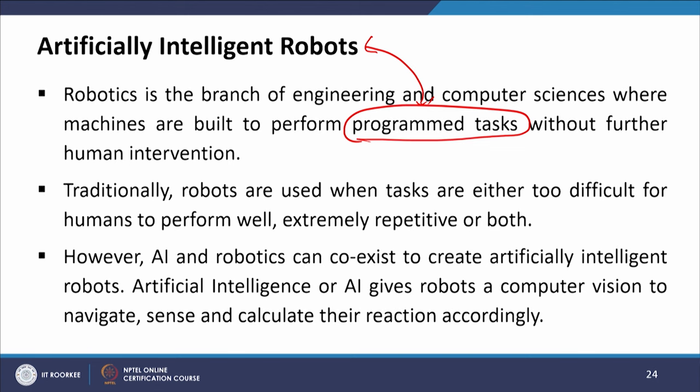Traditionally, robots are used when tasks are either too difficult for humans to perform well, or extremely repetitive, or both. However, AI and robotics can coexist to create artificially intelligent robots. Artificial intelligence or AI gives robots a computer vision to navigate, sense, and calculate their reactions accordingly. So now we are making robots so that they can get out of this programmed task, and they can also be used for some unprogrammed task based on their self-learning.